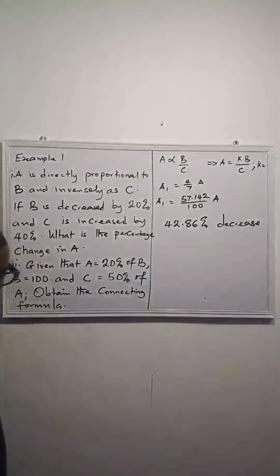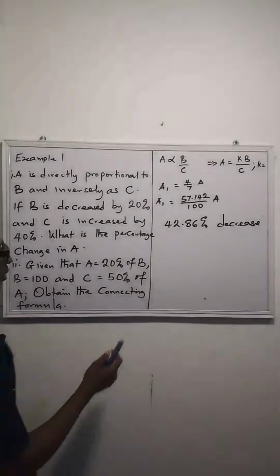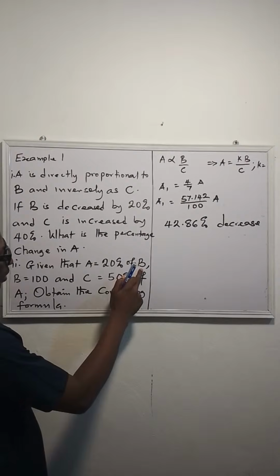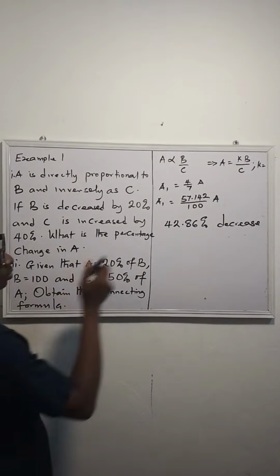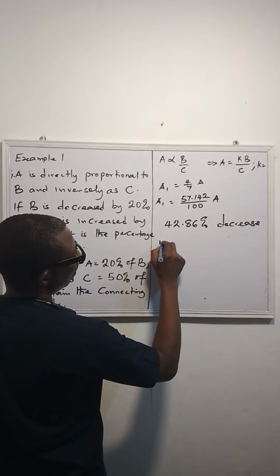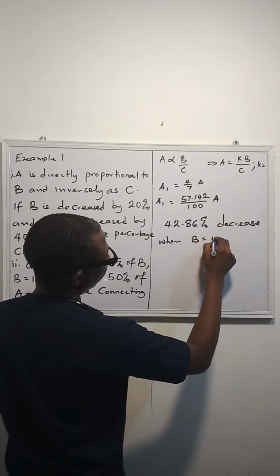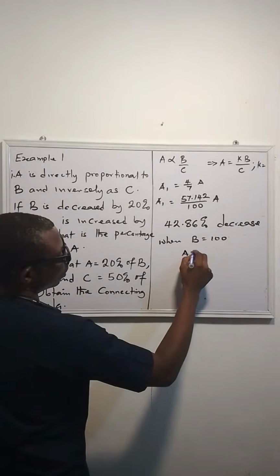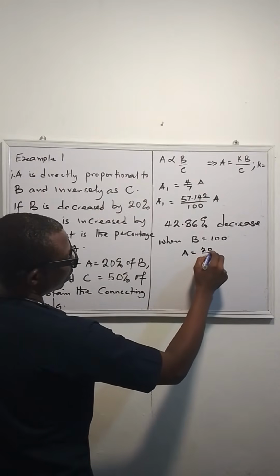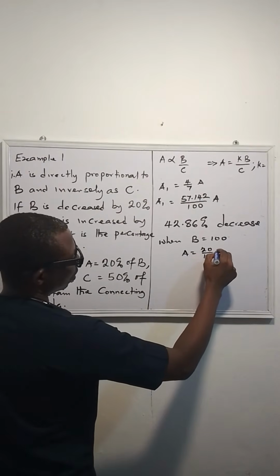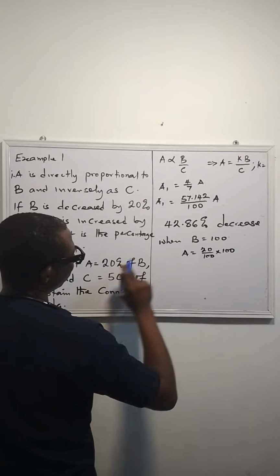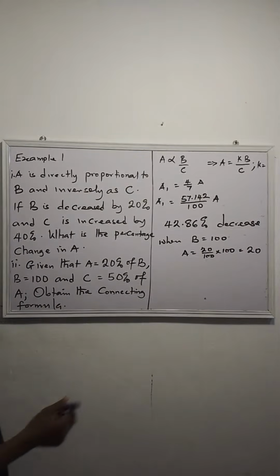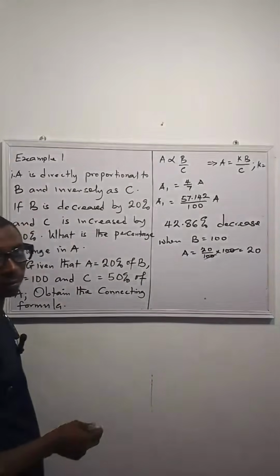How do we go about this? Now let's look at it. A is 20% of B. Now, and B itself is 100. So we have been given. So when B is 100. Okay, so to get A now, we just say 20% of 100, that gives you 20. So that means A is 20. So this cancel this. You get that?